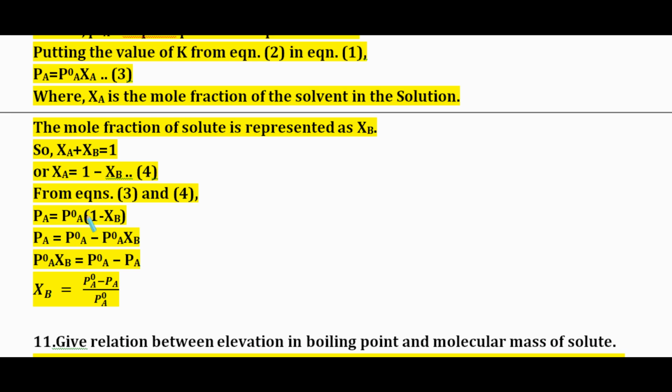Now P naught A is multiplied with 1, then we get P naught A, and P naught A is also multiplied with XB, then we get P naught A XB. Now this term is transposed to here, and this term is transposed to here, then we get this, and we find XB, so it is transposed to P naught A, and this is the formula, the mathematical expression for Raoult's law, and it is also equal to the mole fraction of solute particles.